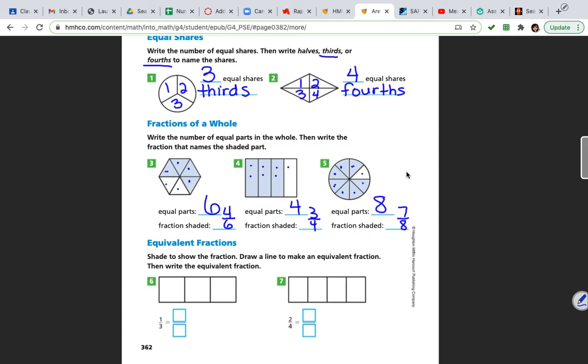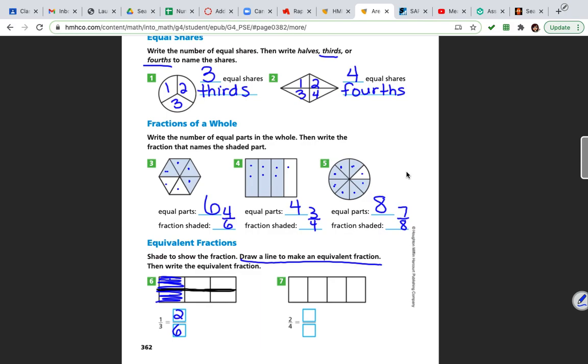7 eighths. Number 6 and 7, shade to show the fraction. Then they want you to draw a line. This is important. Draw a line to make an equivalent fraction. So this is review from 2 modules ago. And then write the equivalent fraction. So we have 1/3. So I'm going to shade in 1 out of 3 pieces. And then we're going to draw a line through it to make an equivalent fraction. So this is like saying times 2. So 1/3 times 2 is going to give us, now we have 2 pieces out of 6. So 1/3 is equivalent to 2/6.